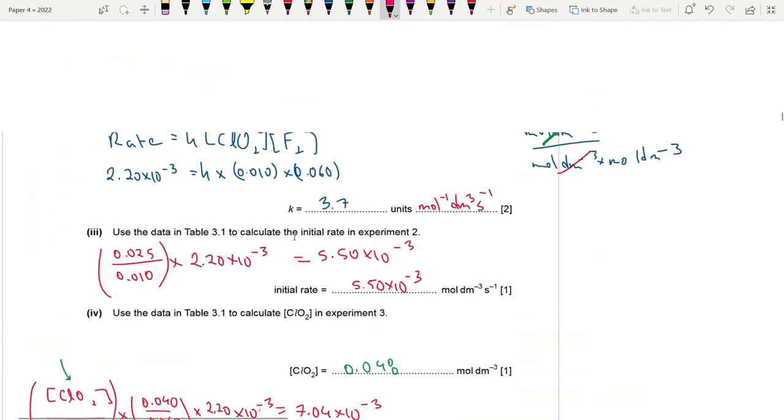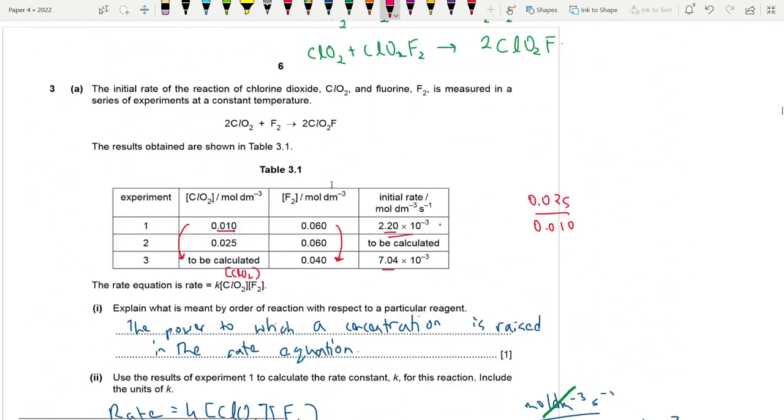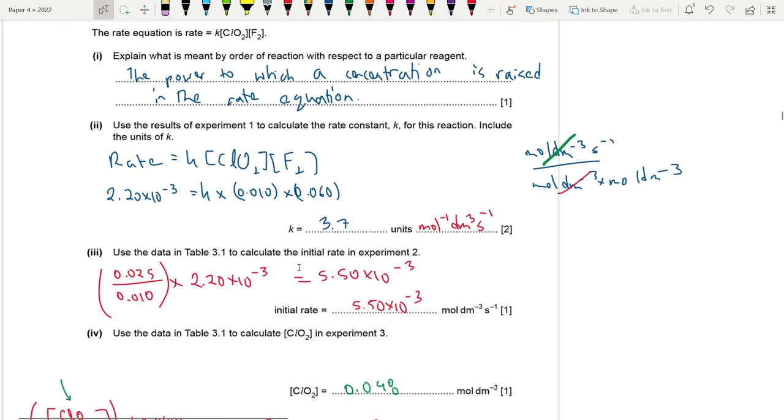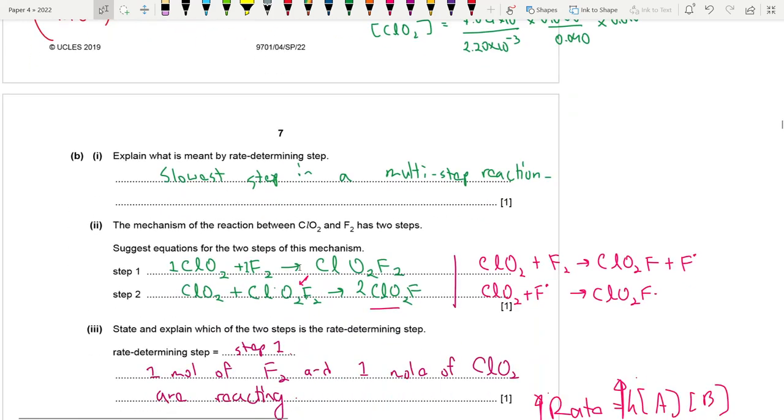This mark scheme. Even though we have two molecules of ClO2, doesn't mean we need to use them in the first equation, okay? Because in our rate equation we only have one ClO2, so only one will be used up in the first step, okay? That's what you need to know, because even though you have two, doesn't mean both of them will be used up in the first step. One may be used up in the second step.